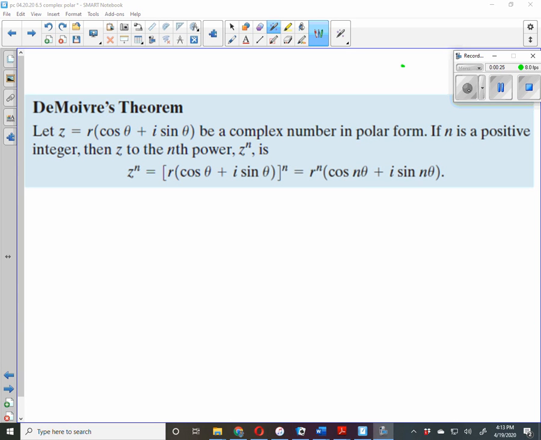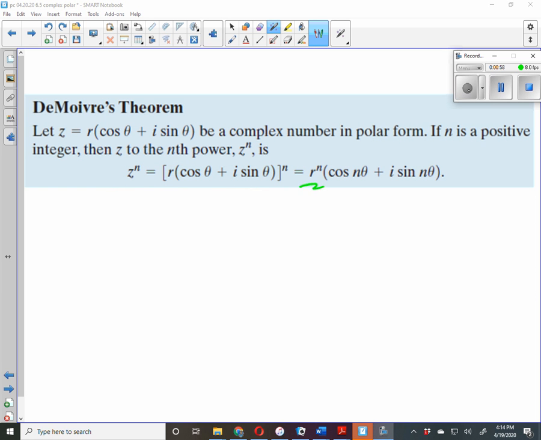So De Moivre's theorem says, let z, some vector, some length, r cosine theta plus i sine theta, be a complex number in polar form. Remember, this is still polar numbers. If n is a positive integer, then z to the nth power is found by z to the nth equals r cosine theta plus i sine theta, to the nth power.